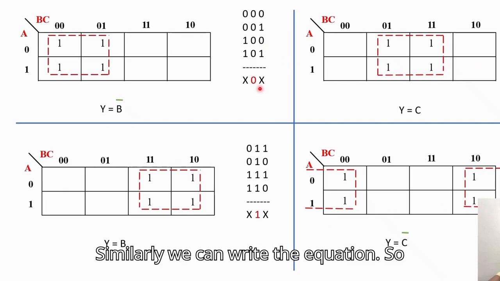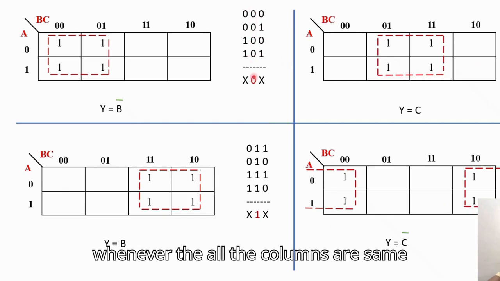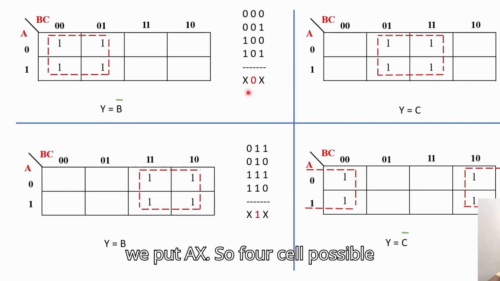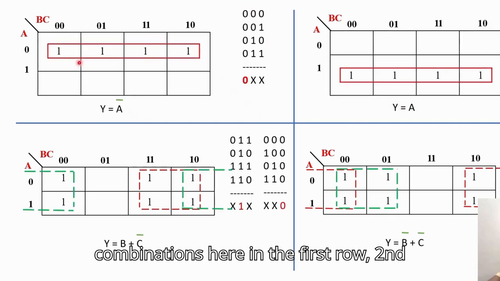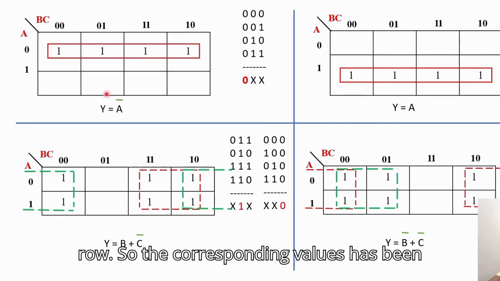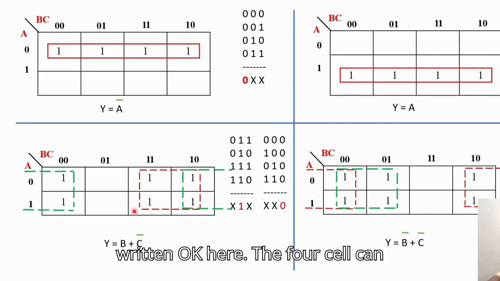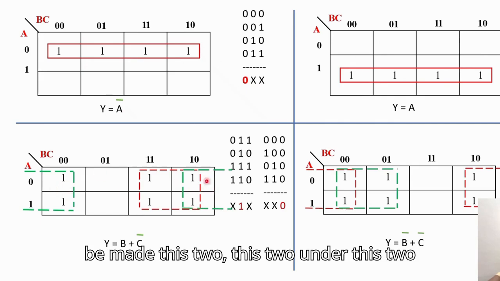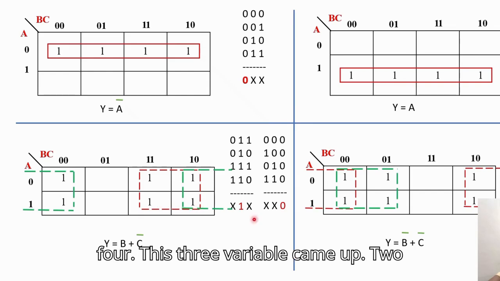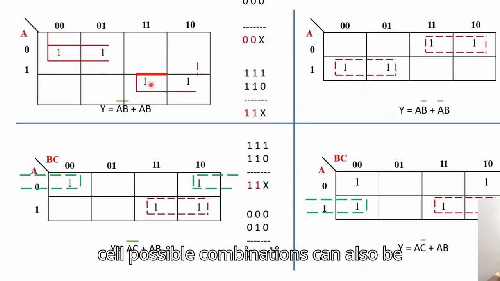Similarly, we can write the equation. Whenever all the values in a column are the same, we write the value, or else we put an X. So for 4 cell possible combinations, here the first row, second row, the corresponding values have been written. Here the 4 cell group can be made, this 2 and this 2 grouped as a 4, or else this 4. In a 3 variable K-map, 2 cell possible combinations can also be made.